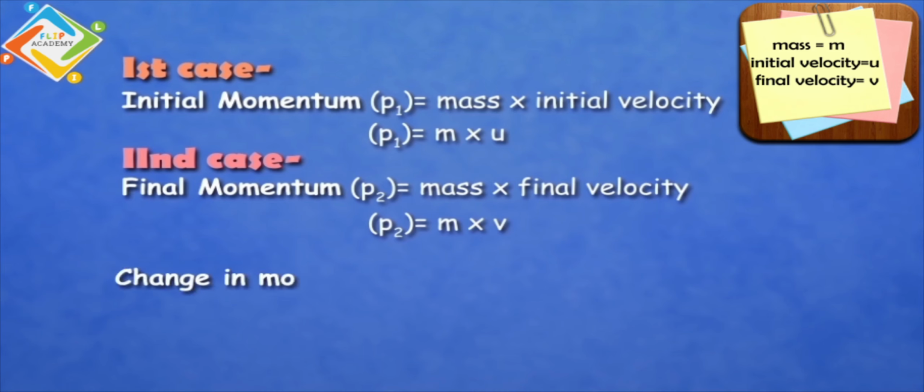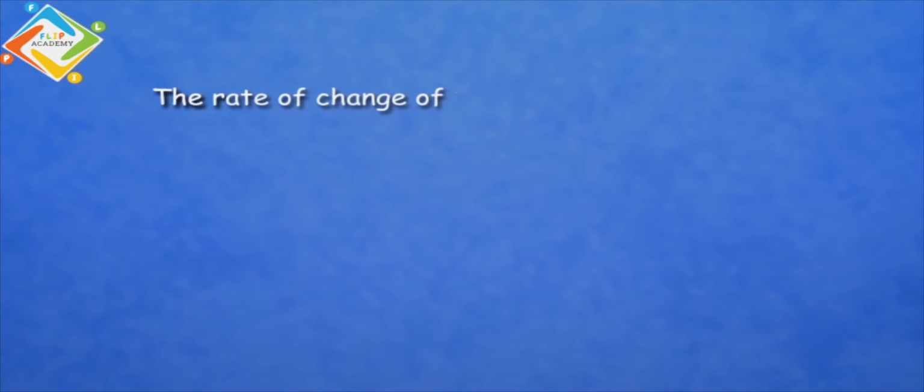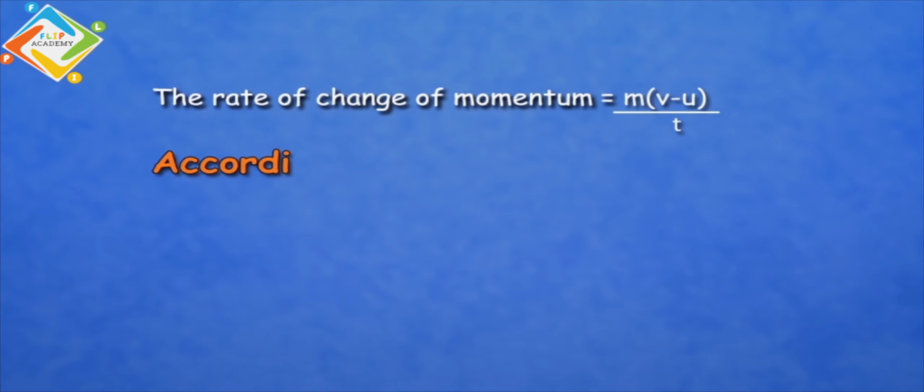Now, the change in momentum is given by P2 minus P1, that is the final momentum minus the initial momentum, which is given as mv minus mu is equals to, if we take m common, so inside the bracket it will become v minus u. The rate of change of momentum is given by m(v minus u) upon t.